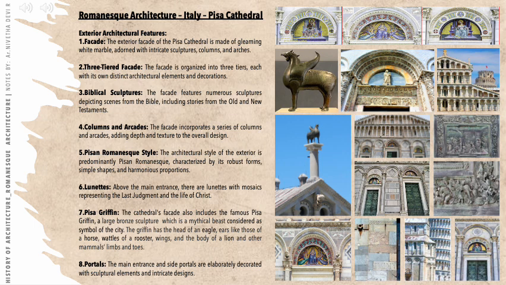The griffin has the head of an eagle, ears like those of a horse, wattles of a rooster, wings, and the body of a lion and other mammals' limbs and toes. 8. Portals. The main entrance and side portals are elaborately decorated with sculptural elements and intricate designs.